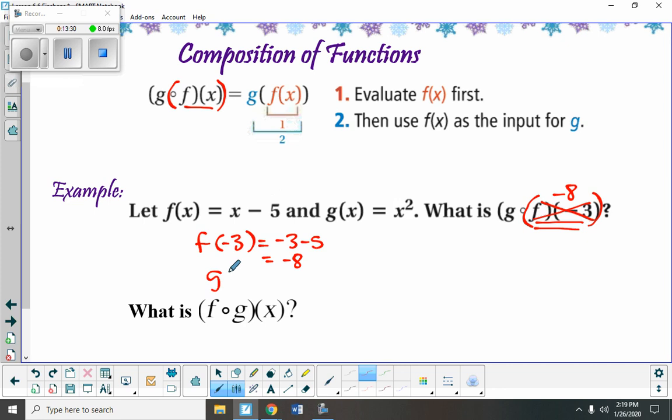So g of negative 8 would be x squared. So instead of the x, we're going to put in a negative 8 and put your parentheses around it, because whatever x is completely has to get squared. That would make a positive 64 for my final answer.